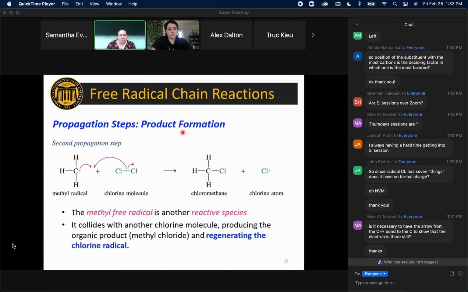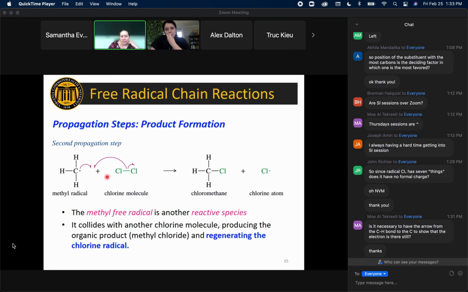Okay, we're now on to the second step of propagation. We have the methyl radical that we just generated in our first step. That methyl radical has an unpaired electron, so it's highly reactive. It is not very stable. And that methyl radical will combine with a new molecule of chlorine, Cl2, and cause this chlorine-chlorine bond to break. One of the electrons of the chlorine-chlorine bond makes a new bond with carbon. The other electron goes and lives on the chlorine atom to give you another chlorine radical.